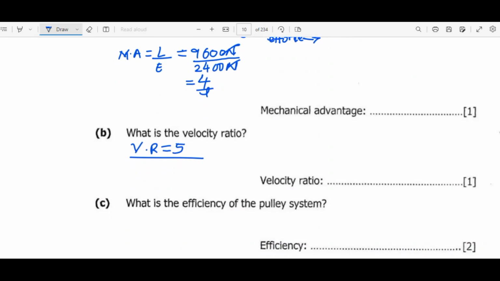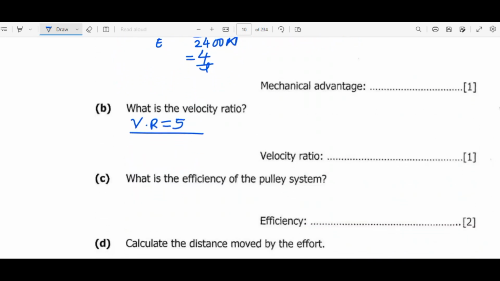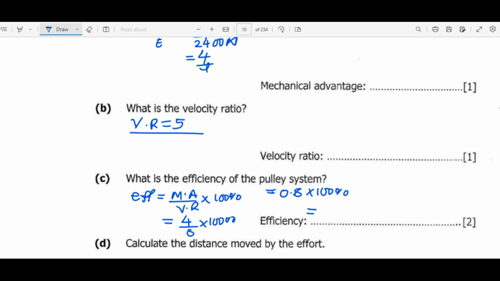Right, what of the efficiency? The efficiency is MA divided by VR times 100%. Mechanical advantage is 4 over 5, times 100%. So 4 divided by 5 is 0.8, multiplied by 100% gives us 80% as our efficiency.